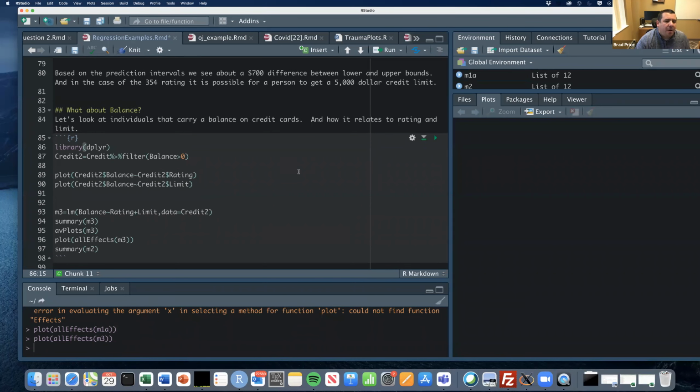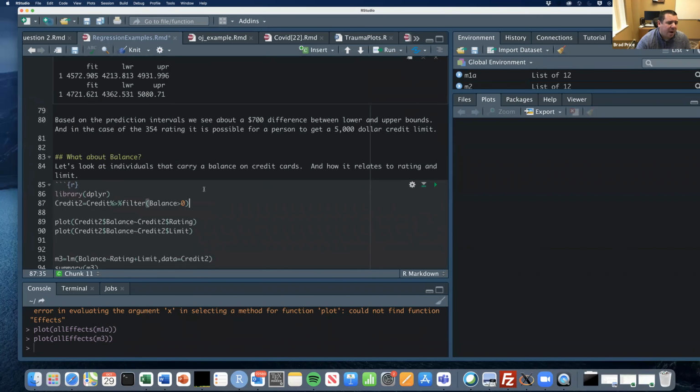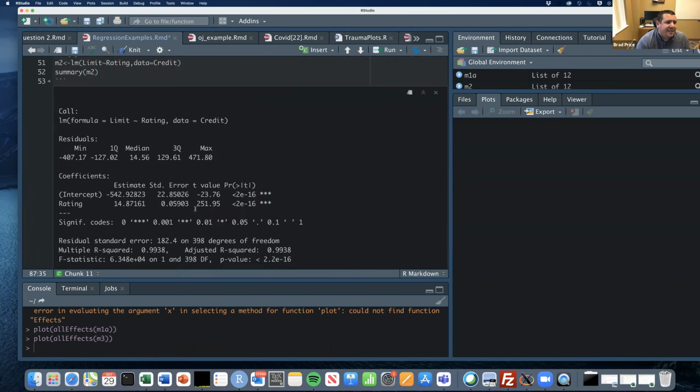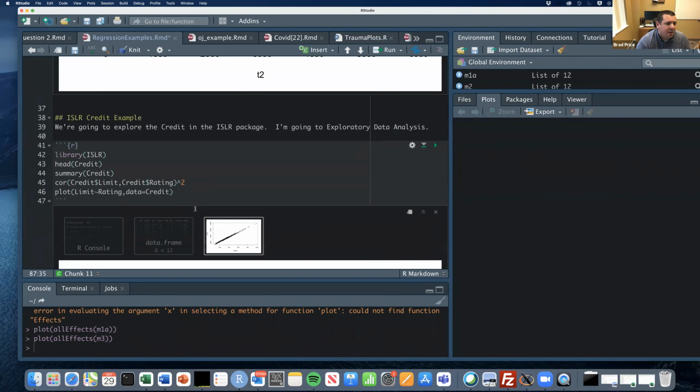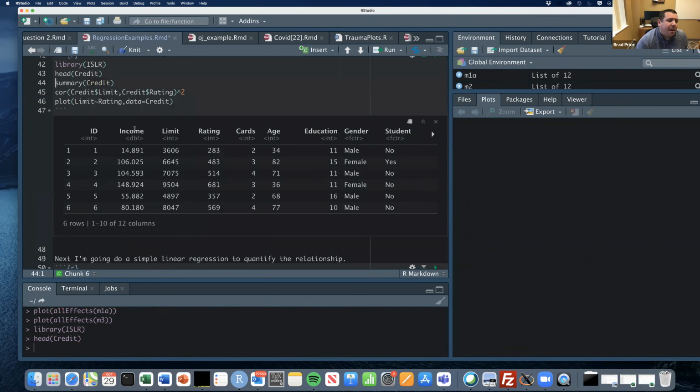So when we left off, here's where I left it. I said, look, we were going to subset the data for credit and look at all balances that are positive. Just as a reminder, the credit data is in the ISLR package. It's about individuals and their credit cards, and how much balance they carry.